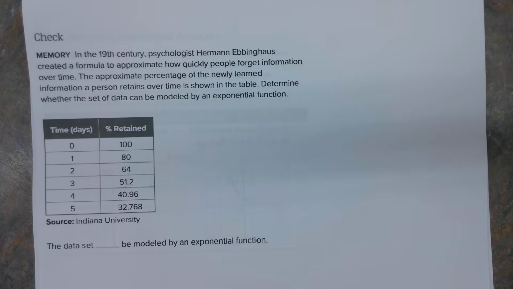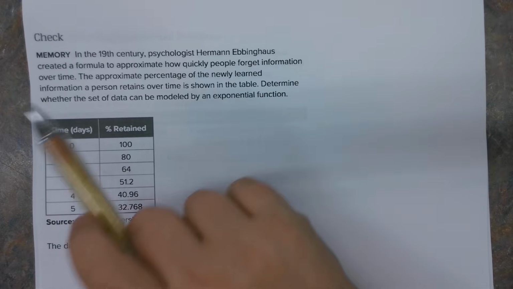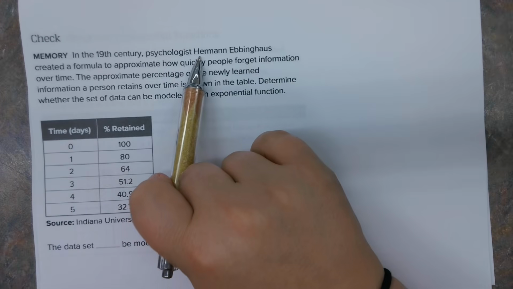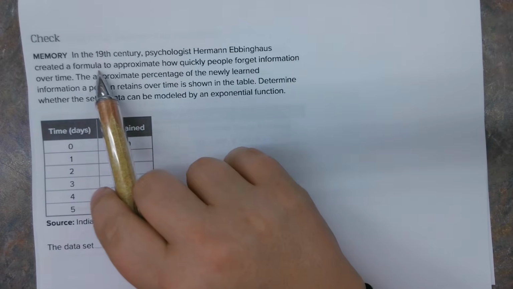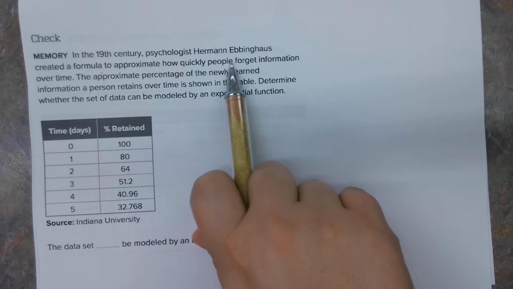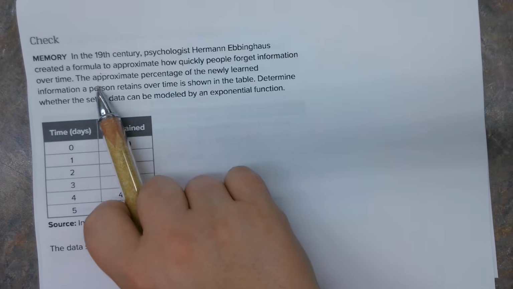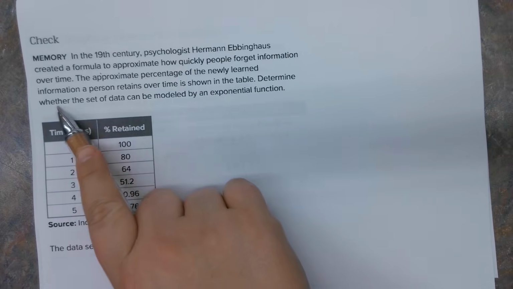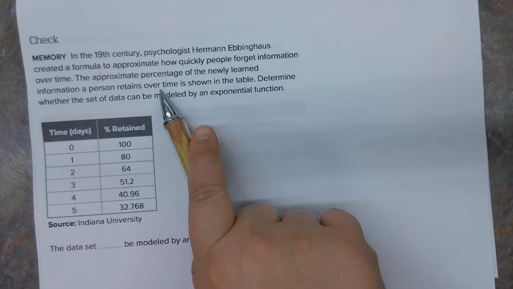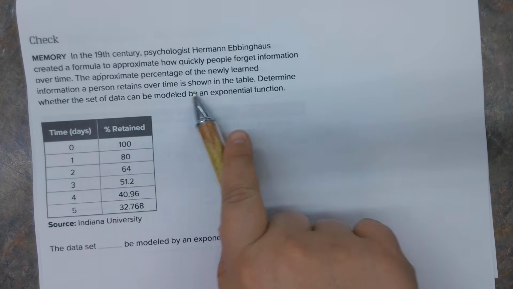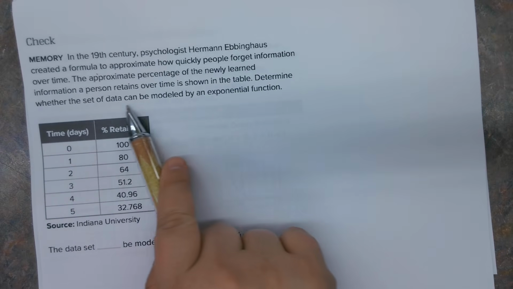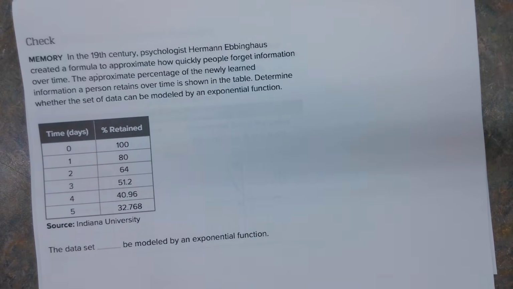See if you can figure out if it's representing an exponential function. In the 19th century, psychologist Herman, however you say that, created a formula to approximate how quickly people forget information over time. The approximate percentage of the newly learned information a person retains over time is shown in the table. Determine whether the set of data can be modeled by an exponential function.